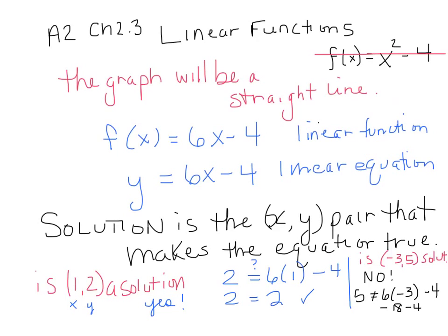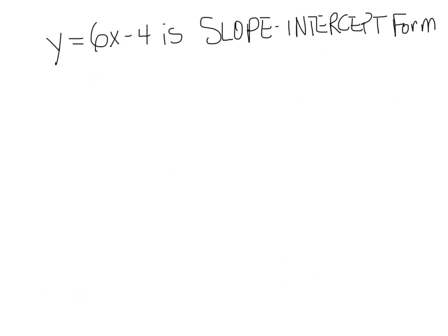Let's try another one. Okay, we had this nice equation, y equals 6x minus 4. This is a great equation. It's in what we call slope-intercept form. Okay, and this is going to be our favorite one. We're going to use it all the time. In general, y is equal to mx plus b. Okay, so you should always be able to write this.